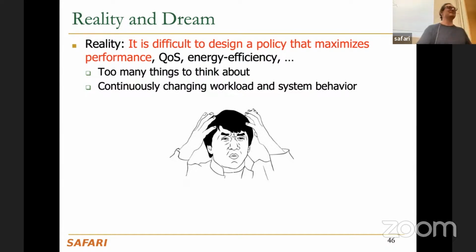Okay, but basically there are too many things to think about, and there's continuously changing workload and system behavior too, right? You may design a policy that is heuristic based, that works for some workloads or some system behavior, but that may not work very well for other workloads. When do you switch between read and write mode, for example? Do you use a high watermark, meaning if 80% of your write buffer is full, you start servicing writes? Is that a good threshold? Is that graceful? Usually hard thresholds like that are not very graceful, right?